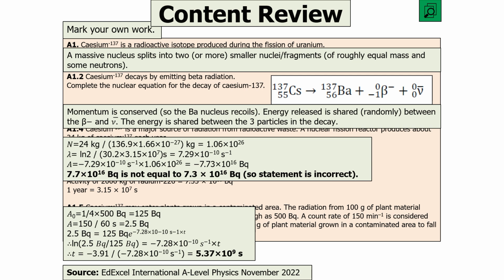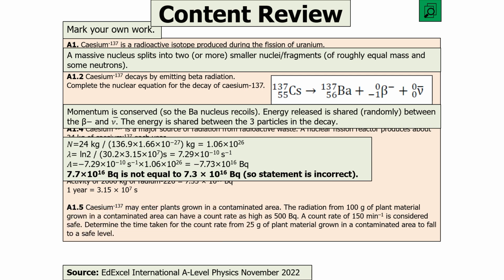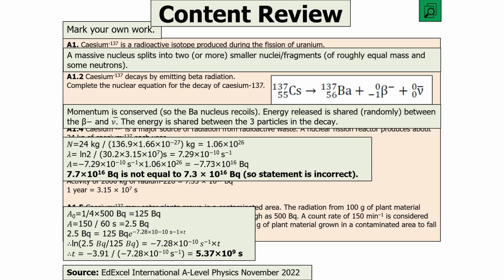So if we then do it per second instead of per minute, it's 2.5 becquerels. When we're working it through, because instead of 150 counts per minute, it would therefore be 2.5 per second. So we say A equals A0 e to the minus lambda t. Pop in all the values. You don't have t, you do have A to be 2.5, you have A0 to be 125. Pop it all through, make t the subject, and you get 5.37 times 10 to the 9 seconds.